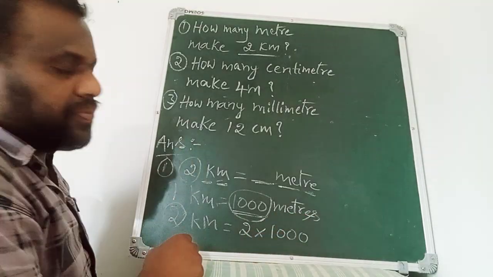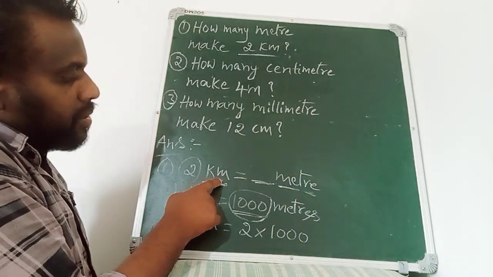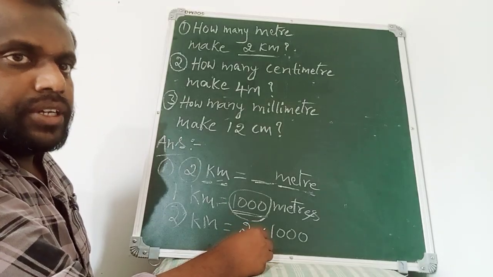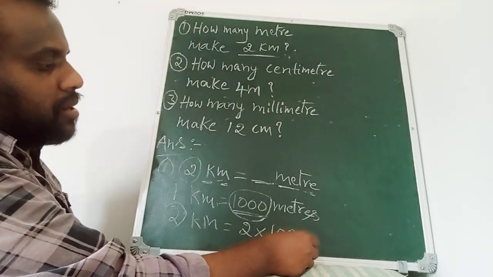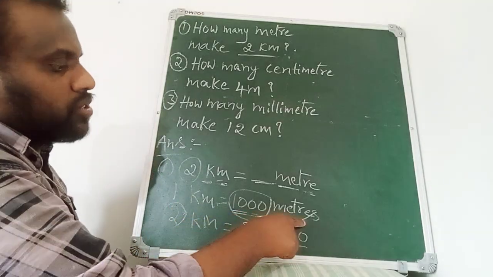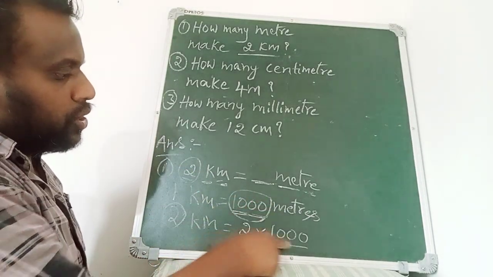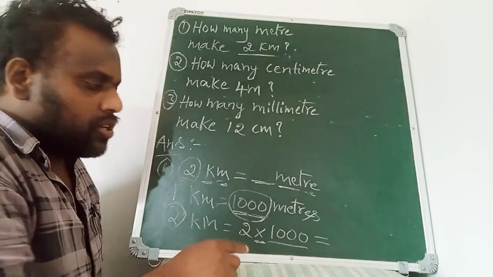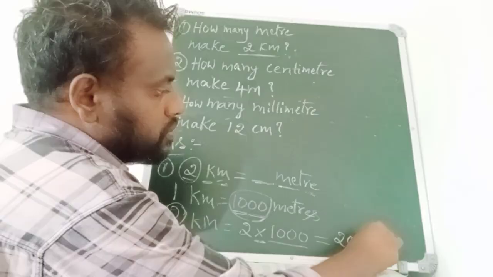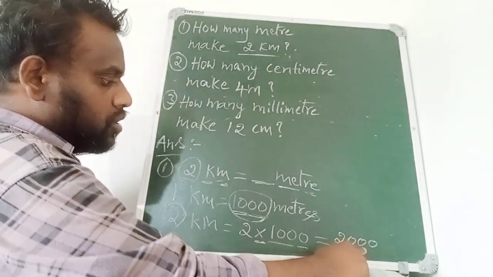See, multiplying. This is the greater unit, this is the smaller unit. I already said, to convert from greater unit to smaller unit, we should multiply by something. Something here is 1000, because 1 kilometer is equal to 1000 meters. So this 2 is going to be multiplied by 1000. So 2 into 1000 is equal to, what will you get? 2000.